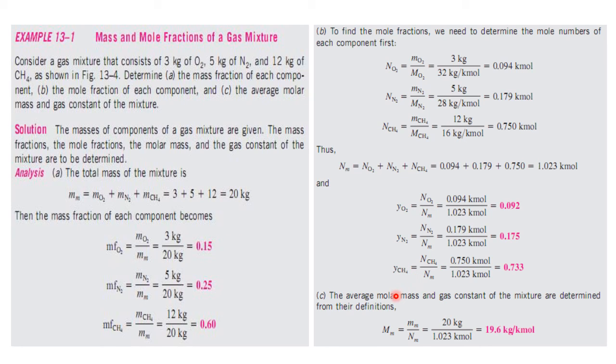Next is determining the average molar mass. The molar mass Mm is small mm divided by Nm. So, mm is the total mass of the mixture, 20, divided by 1.023. That is 19.6 kg per kilomole. Similarly, for the gas constant, you need to divide the ideal gas constant 8.314 by Mm. Then you can find the value of the gas constant of the mixture.